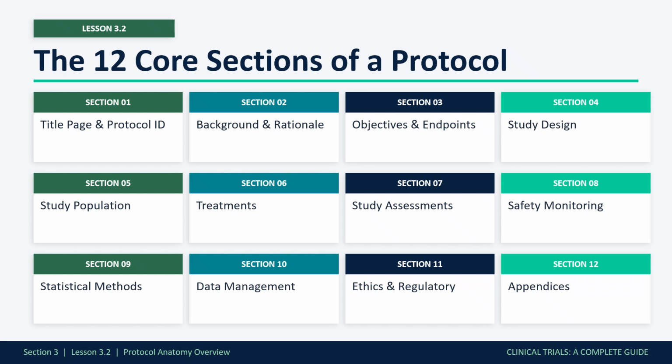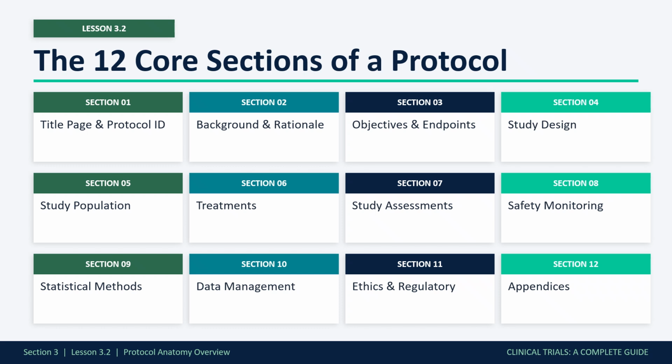Sections 04 and 05 define the structure and participants: the study design and the eligibility criteria. Sections 6 and 7 are operational: treatments and the schedule of assessments. Sections 8 and 9 are the two most technically demanding: safety monitoring and statistical methods. Section 10 covers data management. Section 11 addresses ethics and regulatory requirements.